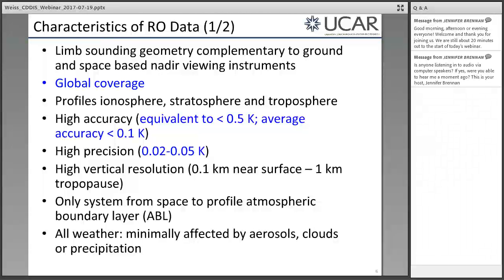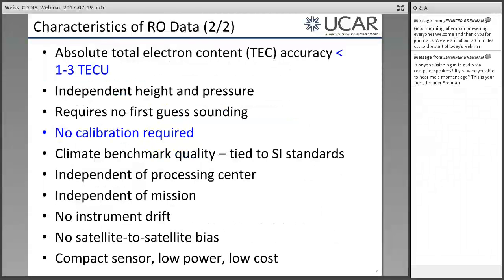The technique has been demonstrated to provide very high accuracy temperature profiles, with an average accuracy of about 1/10 of a degree, so that's very good, and very high precision as well. And the vertical resolution is interesting. It does work, more or less, from close to the surface up to the tropopause and the stratosphere, at those resolutions.